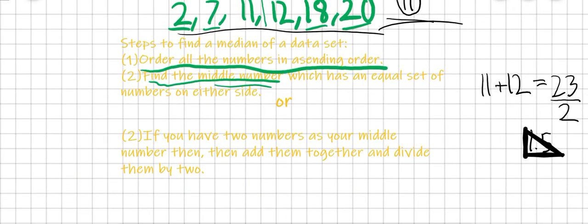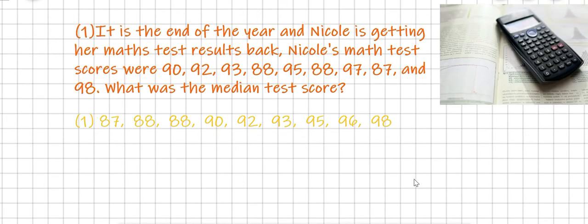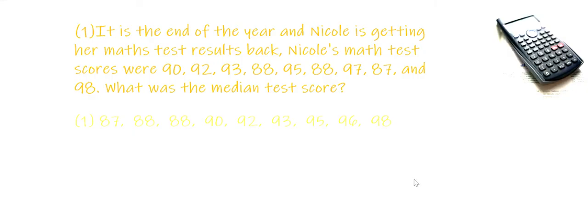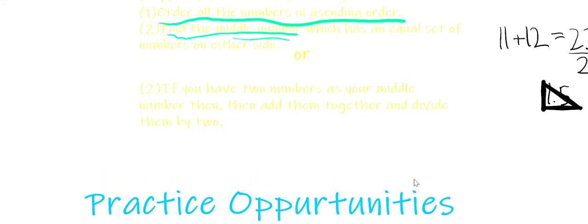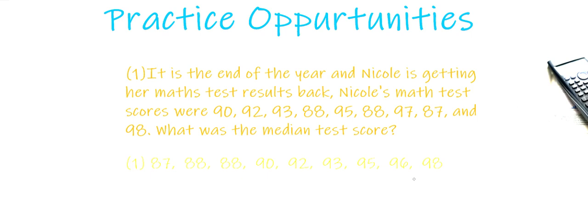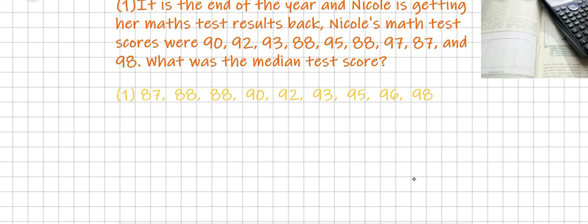As we refer back here, we have to order all the numbers in ascending order. So now all the numbers are ordered in ascending order. Now that's done, all we need to do is step 2, which is find the middle number which has an equal set of numbers on either side. So do a little one on the left, one on the right thing. There are 4 numbers to the left and 4 numbers to the right. And that leaves us with this one middle number, which is 92.